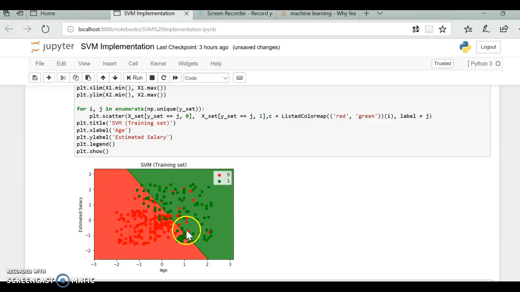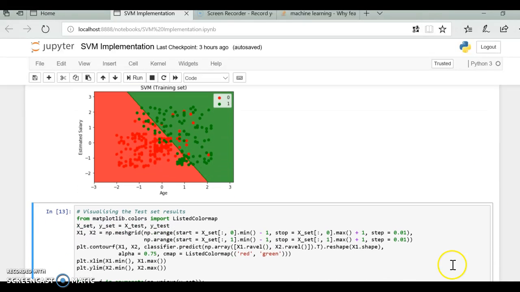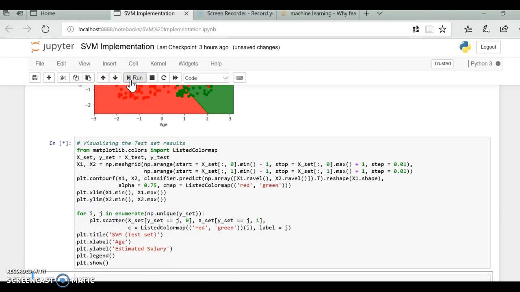We could see some incorrect predictions in this area of the training data set, but these are lying very close to the linear line. Further, visualizing the data, running the same plot.